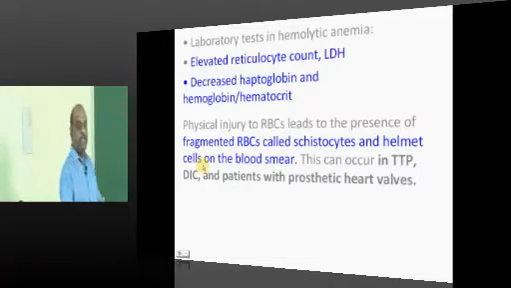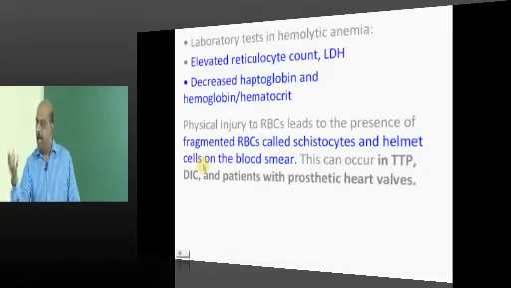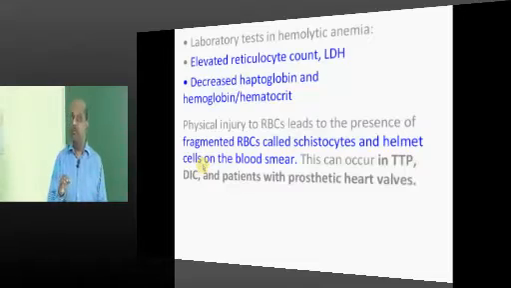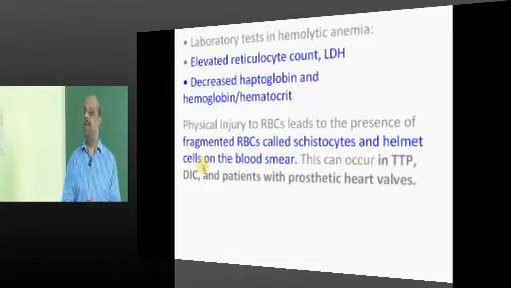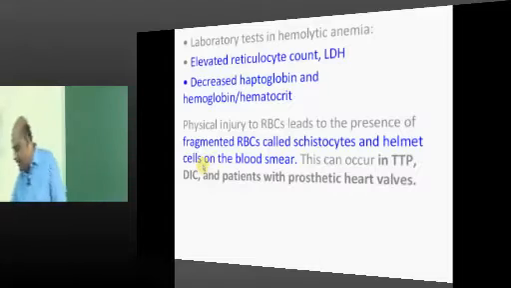The moment hemoglobin is released, it binds with haptoglobin, and haptoglobin levels will decrease. Decreased haptoglobin is a feature of intravascular hemolysis, characteristically, and it differentiates intravascular from extravascular hemolysis, is what you have to basically understand.